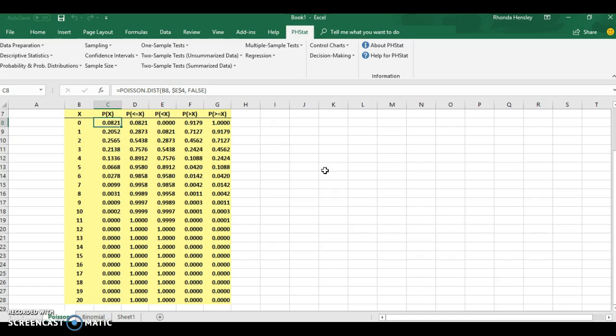It really gets cumbersome if you're trying to compute these by hand. For instance, if they ask you for the probability of more than 4 and you had to compute it by hand, you would have to compute the probability of 0 plus the probability of 1 plus the probability of 2 plus the probability of 3 plus the probability of 4, add those together and then subtract from 1 to get your answer. You don't want to do all that work, so use PHStat.